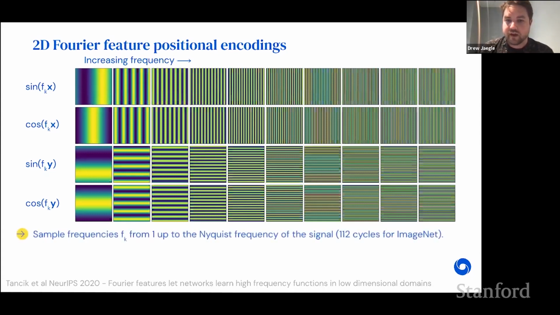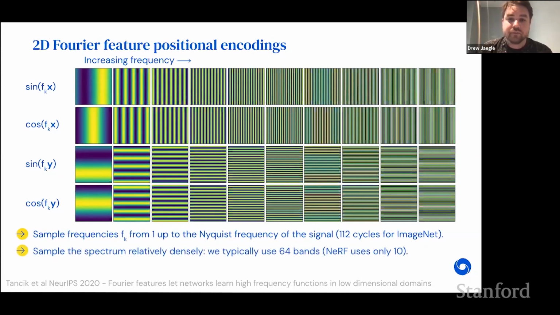A couple of things that we found were that if we sampled the frequency, that's the maximum frequency used, up to the Nyquist frequency of the signal, we end up doing better than if you use a lower version of this. This is because it allows every point to be aware of every distinct point in the image. Whereas if you sample at a lower frequency, you're going to end up with aliasing, and so not all points will be legible.